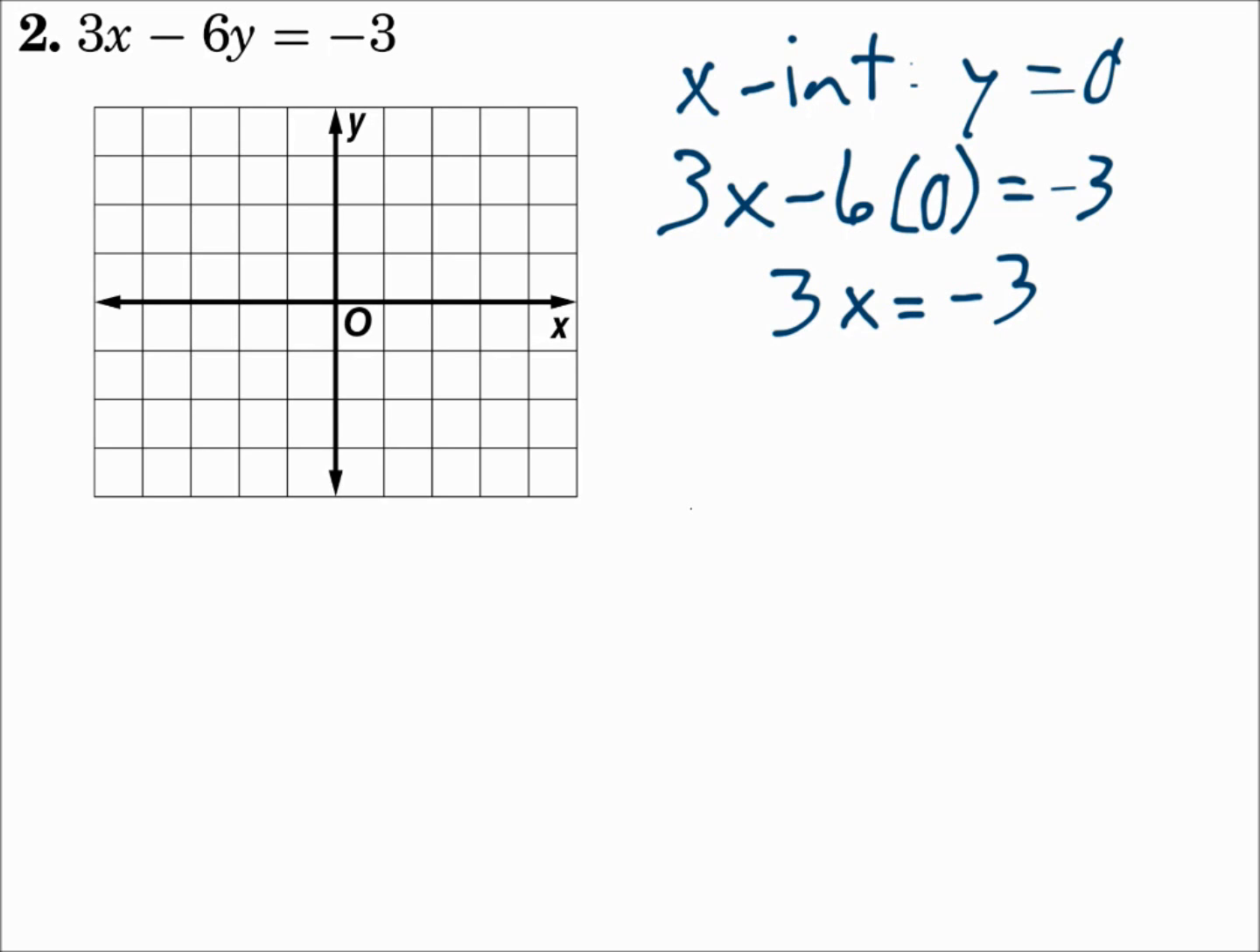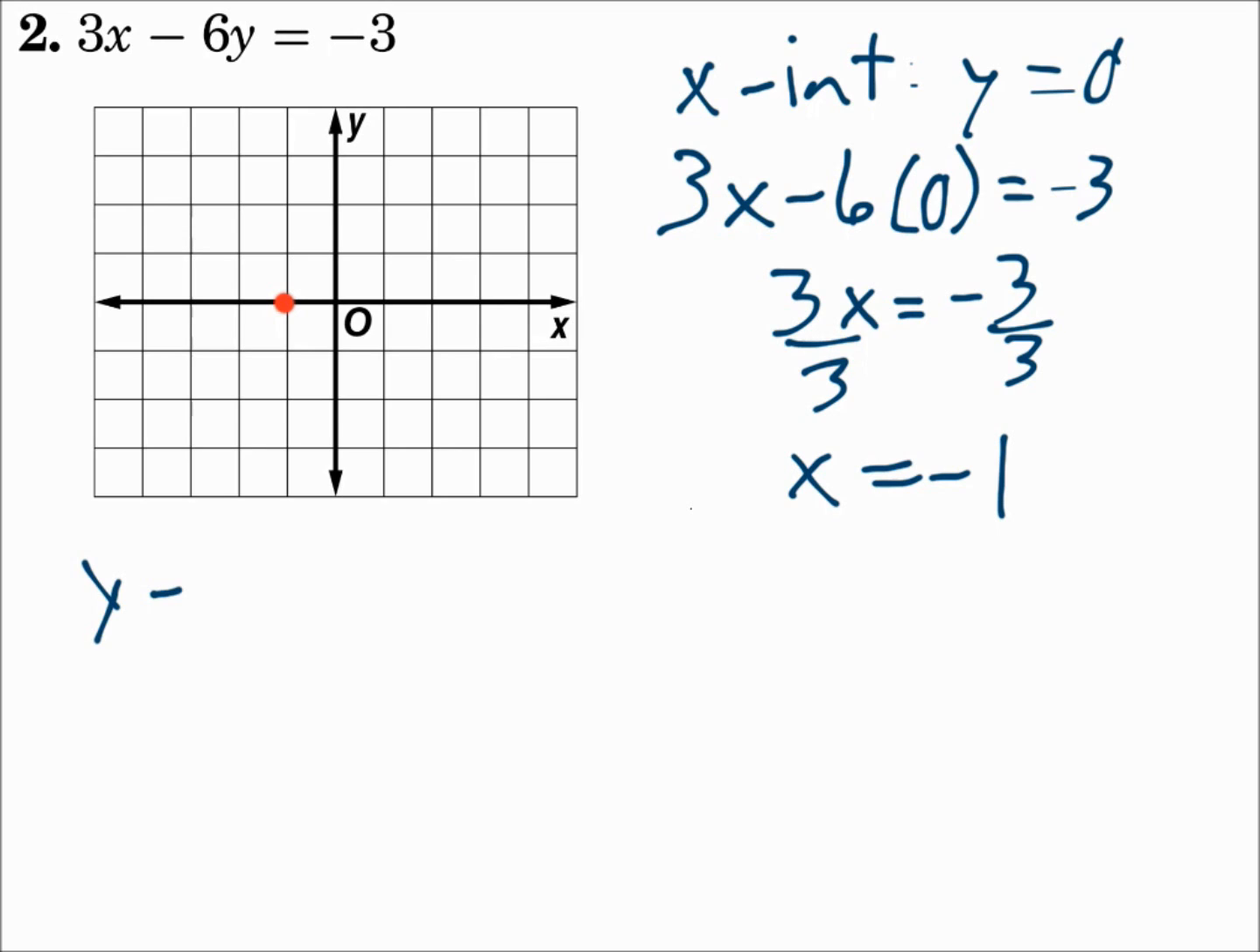3x equals negative 3. Divide both sides by that 3 to move it. The 3's cancel on the left, and negative 3 divided by 3 is negative 1. So negative 1 is the x-intercept. That's the point negative 1, 0.